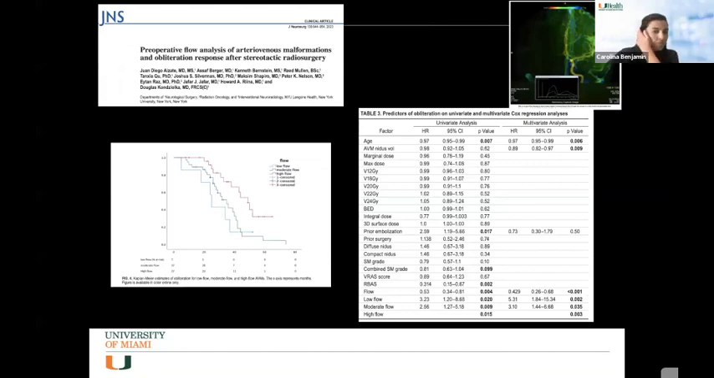This is actually out of Dr. Raza's group in New York. And this is just an interesting look at, can you predict which AVMs are going to have good response?